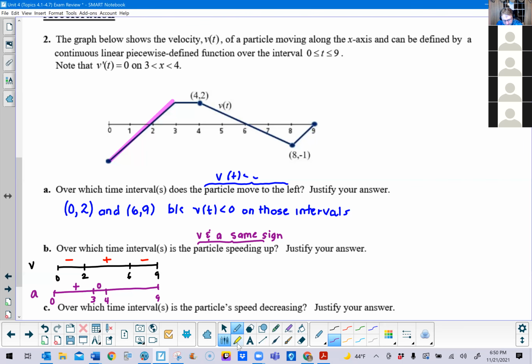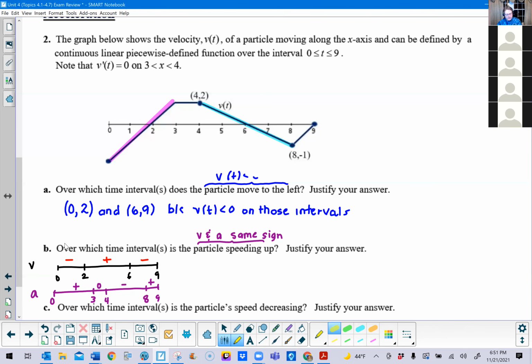And then we'll start looking at what's going on from 4 all the way down to t equal 8. You're going to have a negative derivative. And so from 4 to 8, we have negative. And then you can see that from 8 to 9, we're back to positive. And so now all I've got to do is line these up.